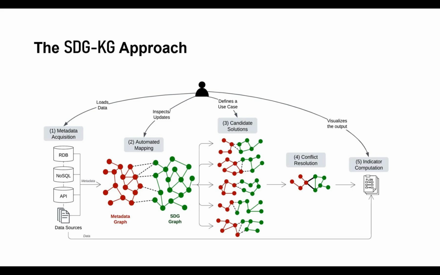Then an indicator is selected along with spatio-temporal filters. And based on this, several candidate subgraphs are generated. If there are overlapping sources, a resolution strategy is applied using trust metric score. Finally, the indicator is computed and the result is visualized. Let's see it in action.